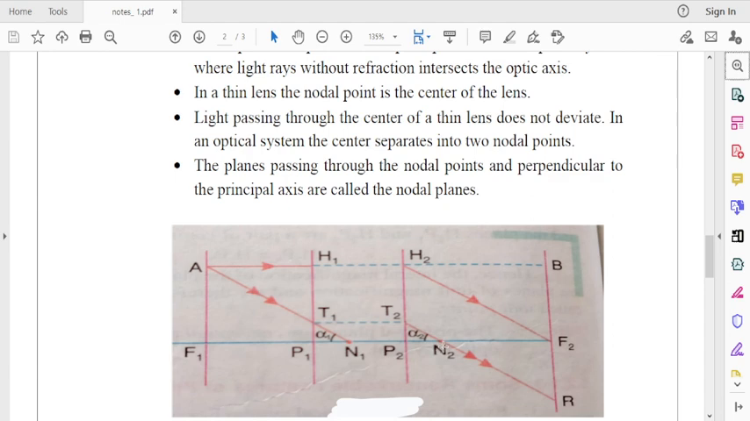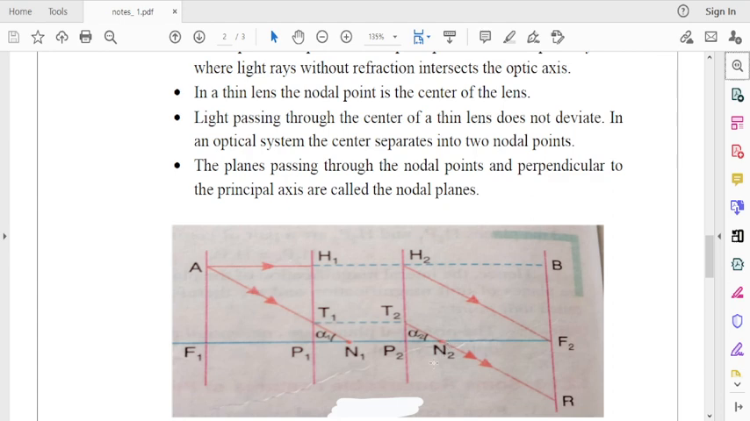At the same time, once again we are discussing the principal planes. The principal planes are planes where all refraction is assumed to occur. All refraction occurs at principal plane P1 and principal plane P2. The nodal planes are planes where refraction does not take place. Keep in mind, this question may be asked by the examiner as an MCQ. Nodal planes are the planes where refraction does not take place.